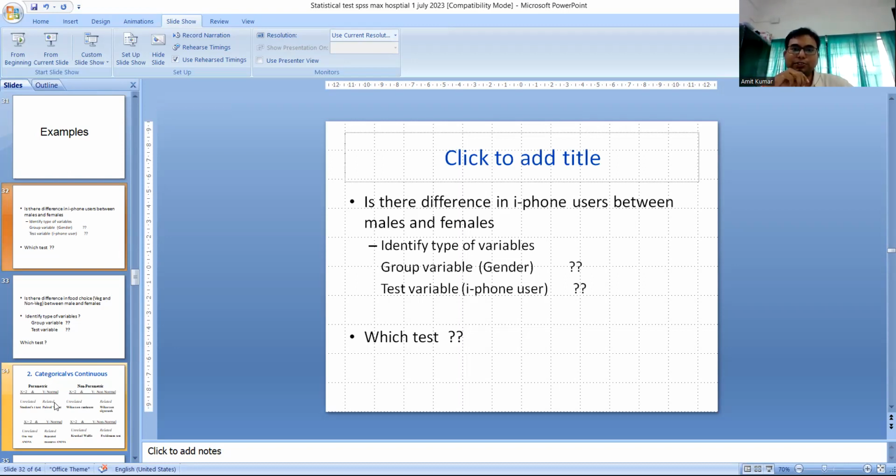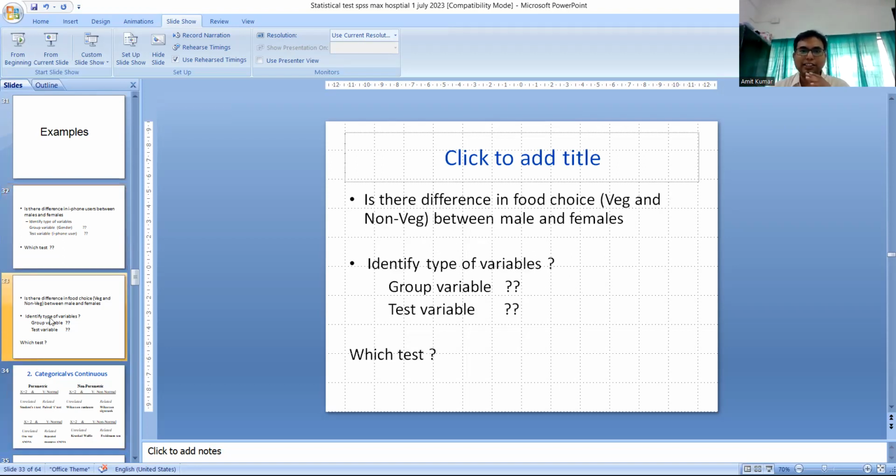Both the test variable and the group variable are categorical, so in that scenario we have to use the chi-square test. Another example, you have to tell me: is there any difference in food choice, veg and non-veg, between male and female? Which test will we use? Again, chi-square test. So now I will go to SPSS and tell you how to do the chi-square test in SPSS.